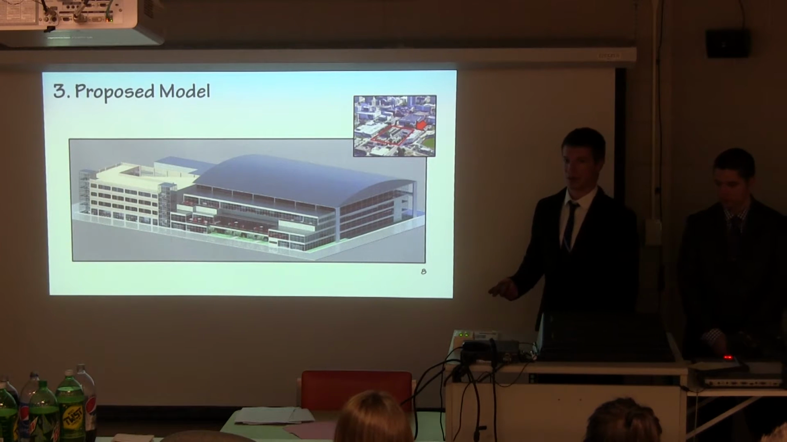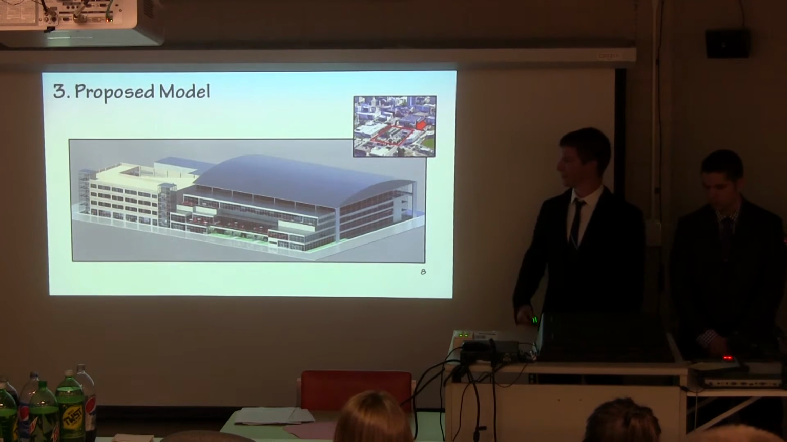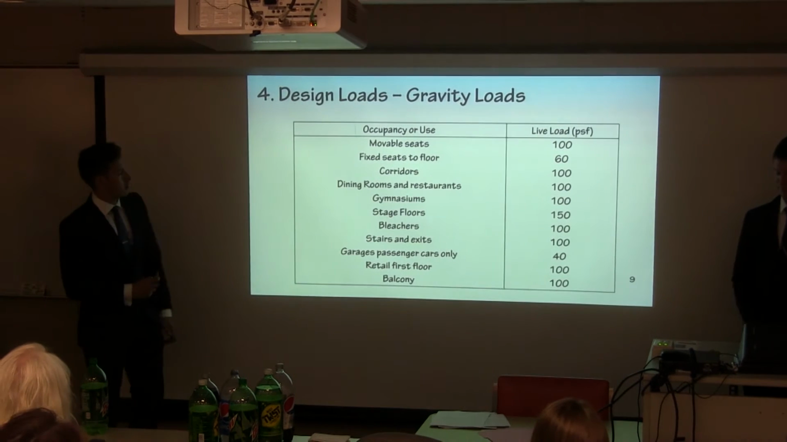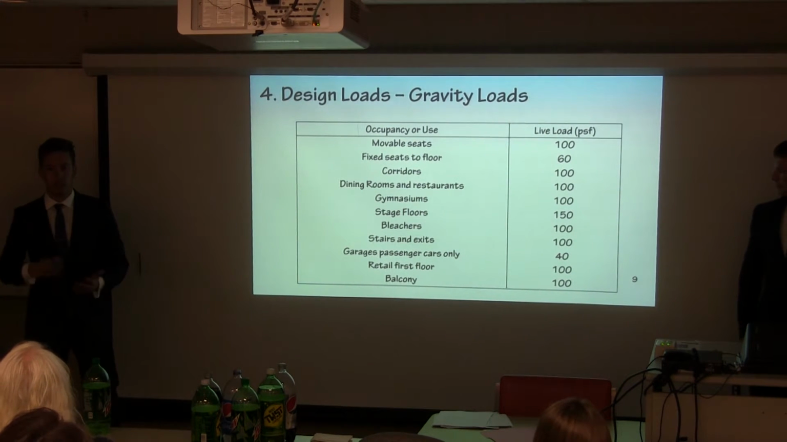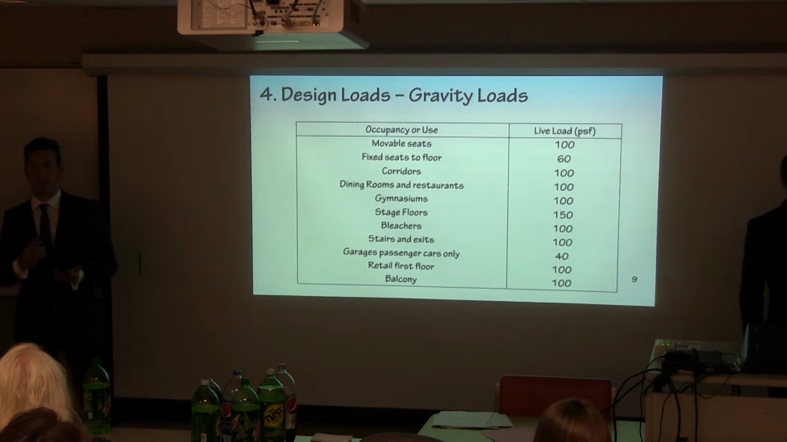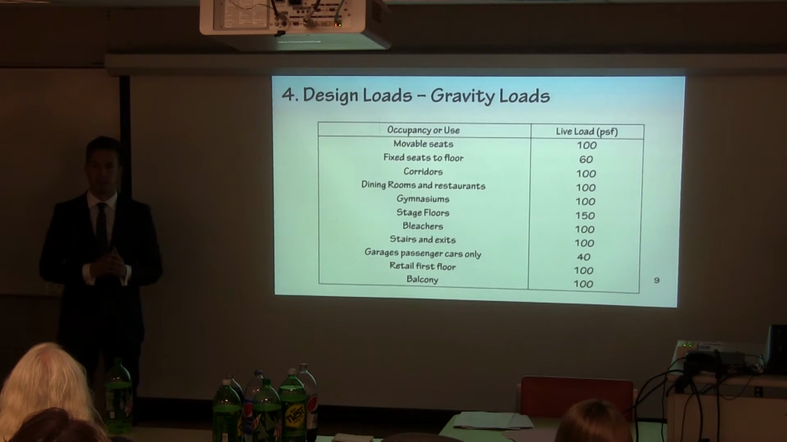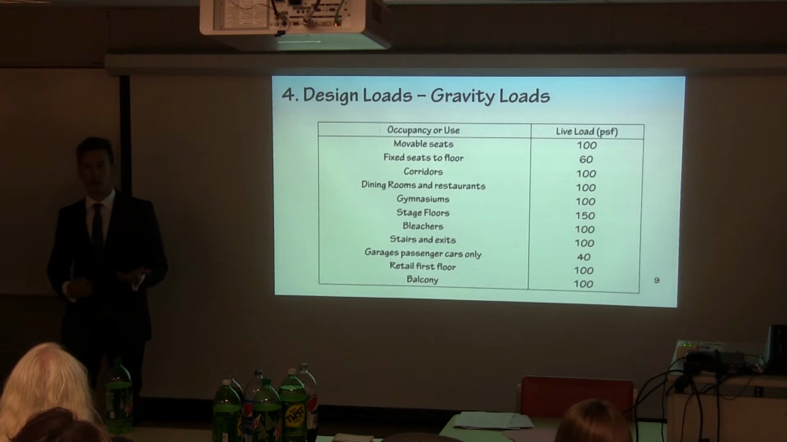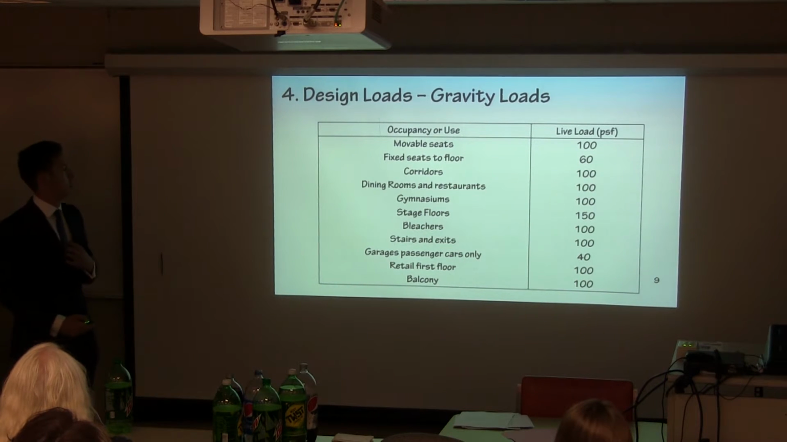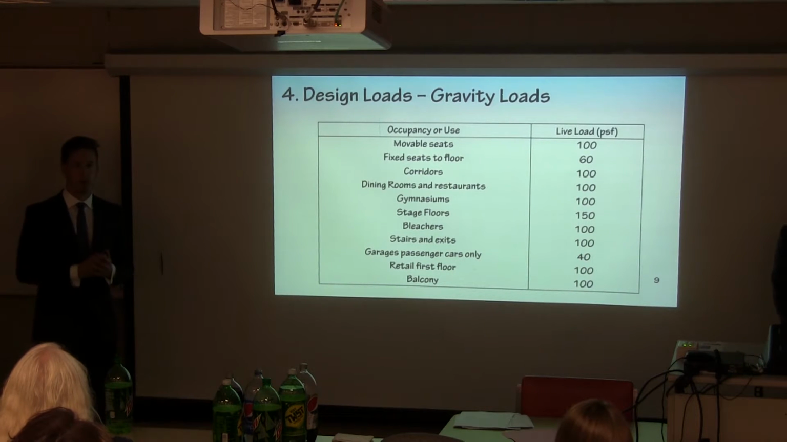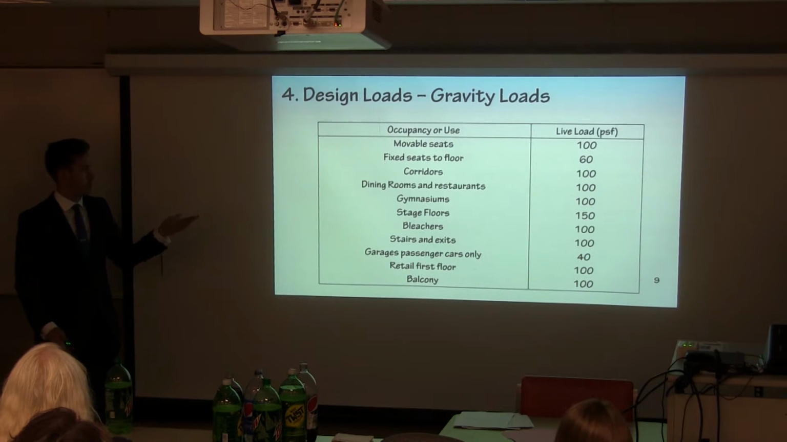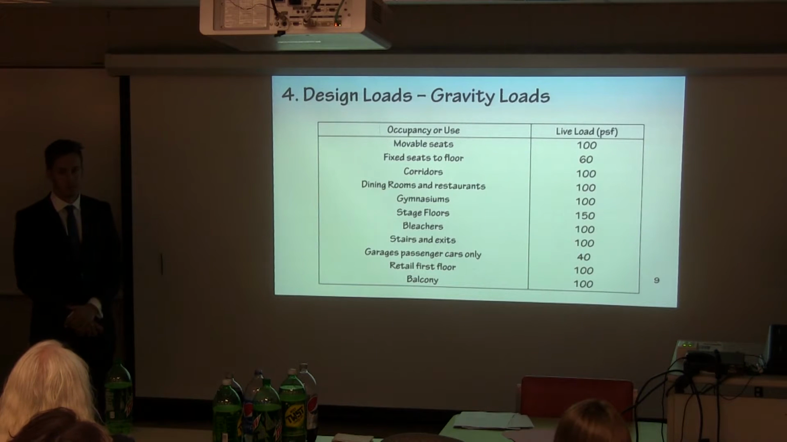And next is going to be Gerard presenting the design loads. Thank you, Spencer. So to design this complex, we used design codes ASCE 7-10, AISC 14 for steel design, and ACI 318-14 for concrete design. And according to those codes, the design loads we have to follow to design this complex are the ones shown in the table. As we can see, it's mostly 100 pounds per square foot, except for the stage floors, which go up to 150, and the parking garage, which goes down to 40 pounds per square foot.